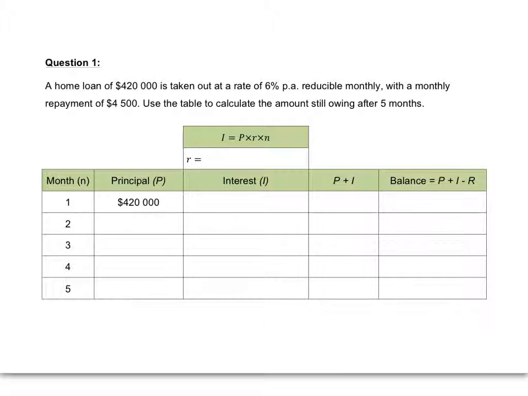You have to do question 1 in your exercise books. A home loan of $420,000 is taken out at a rate of 6% per annum, reducible monthly, with a monthly repayment of $4,500. Remember to convert that interest rate to a monthly interest rate. Copy this table into your exercise book, and please remember to show all working out very clearly.